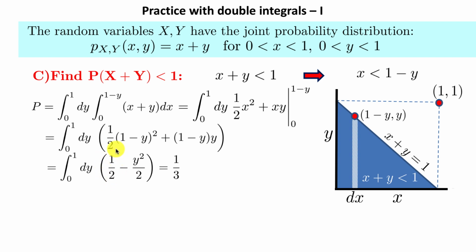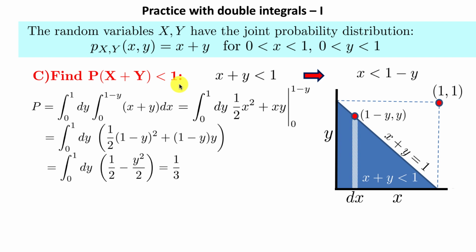Well, when you integrate half, you're going to get half. And when you integrate y squared, you're going to get y cubed over 3. And that taken between 0 and 1 will give you 1/6. So you have half minus 1/6 coming from this term over here. That gives you 1/3. So we've successfully calculated that the integration over this shaded region, the blue region over here, gives 1/3. You can now ask the question, what is the probability that x plus y is greater than 1?